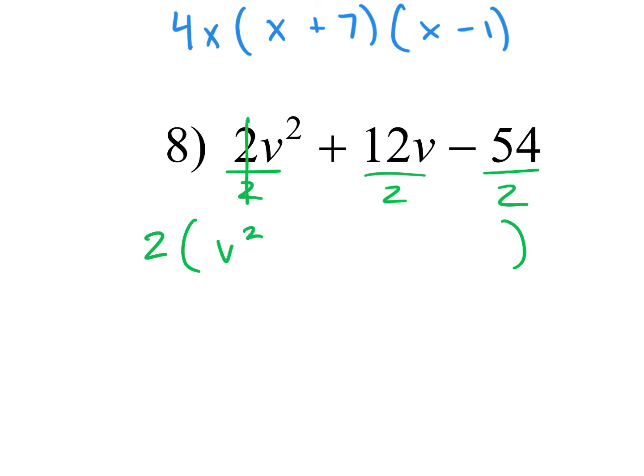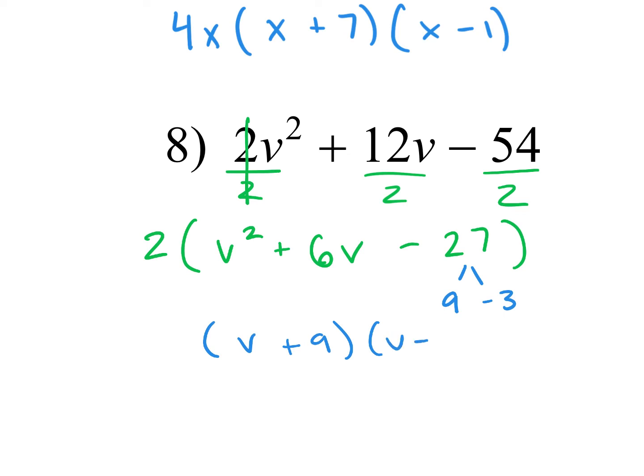What's 12 divided by 2? 6. This would be 6v. And what's negative 54 divided by 2? Negative 27. So what are 2 factors of negative 27 that add to 6? 9 and negative 3. Perfect. So in my parentheses here, I have v plus 9 and v minus 3.